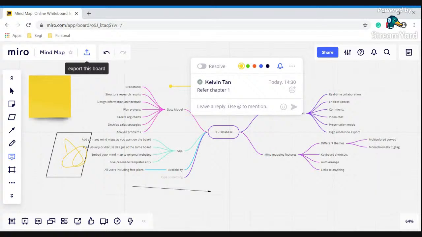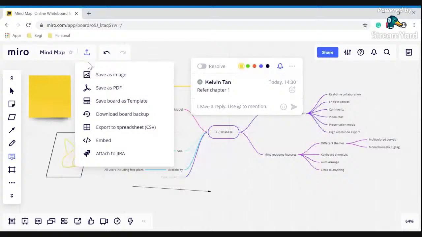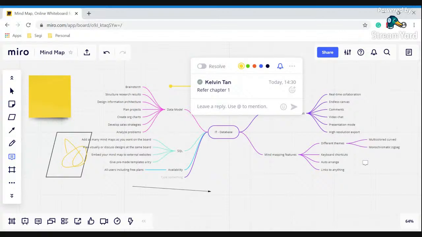After you finish, you can just export. After export, you can export as images or a PDF file and you can keep it and print it out, okay, to make it easy for you to study. Okay, this is just a software to help you. We need to emphasize, everyone, you need to use this software.